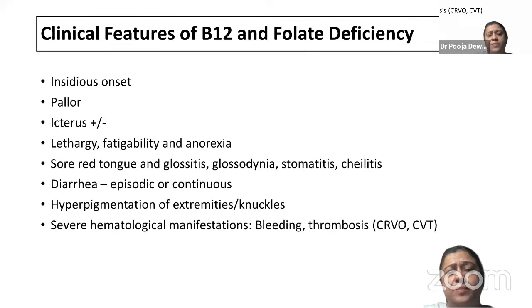We commonly say a beefy red tongue is seen in B12 deficiency. If the cause of B12 deficiency is an underlying malabsorption, then the patient could also present with diarrhea. There could be hyperpigmentation of extremities, which predominantly involves the knuckles, which is apparent in children. And sometimes if the patient has severe hematological manifestations of B12 deficiency, they could present with bleeding and thrombosis.